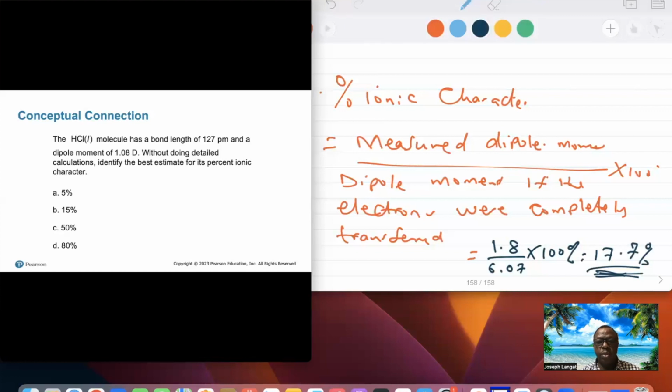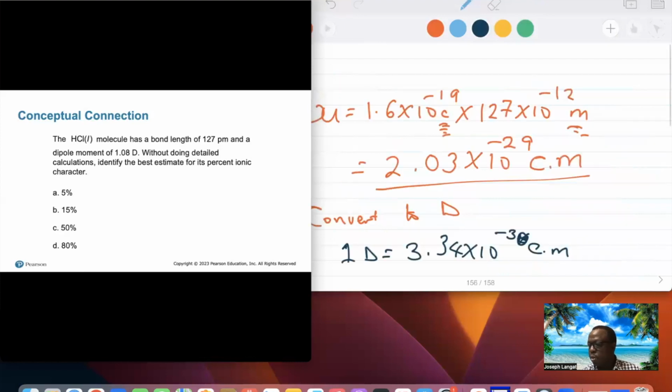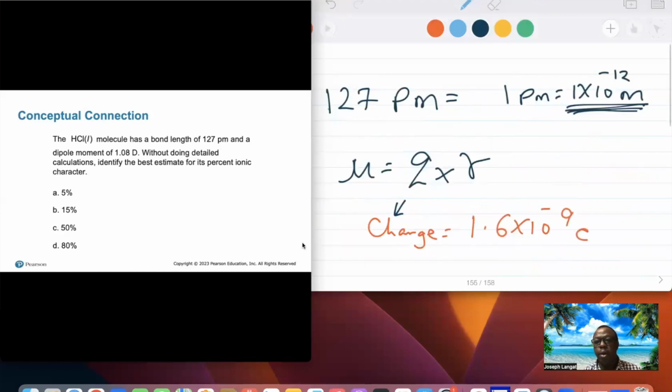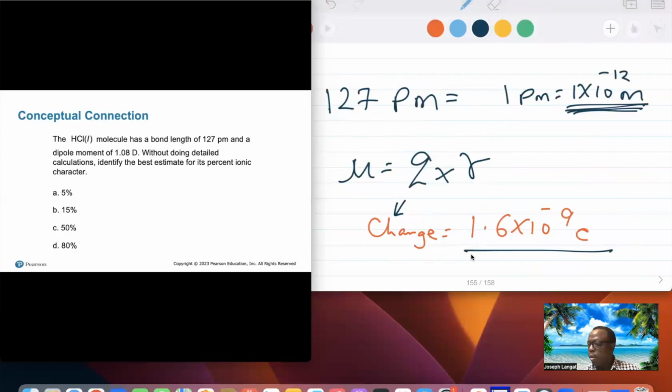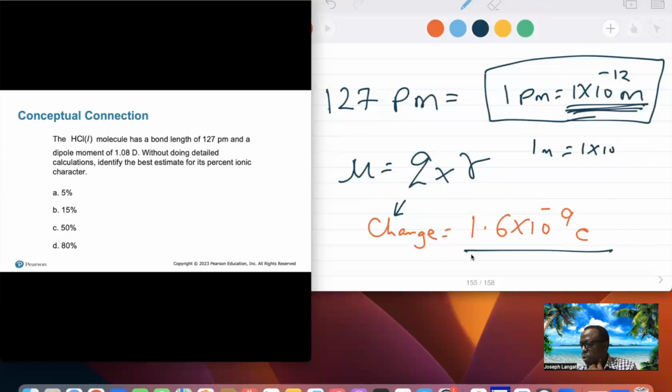Take home message from here. You should be able to calculate the dipole moment using the equation here. The dipole moment is given by Q, which is the charge, times the length. You'll be given the constant. Please remember 1 picometer equals 1 times 10 raised to negative 12 meters, or 1 meter equals 1 times 10 raised to 12 picometers, whichever way, so that you change the radius. So the correct answer is C for this case.